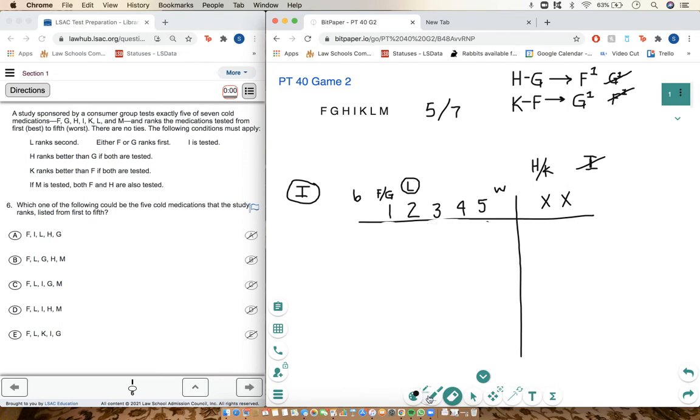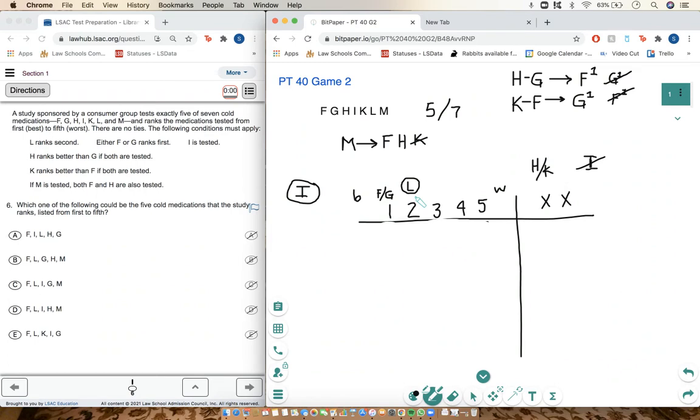So on to our last rule. If M is tested, also if you didn't notice the fact that H or K, one of them has to be out, that's totally fine. It's very possible to do this game without realizing that. So if M is tested, then both F and H are tested. Since we know that H or K must be out, that means if F and H are being tested, K is the one that's out. K is not in anymore.